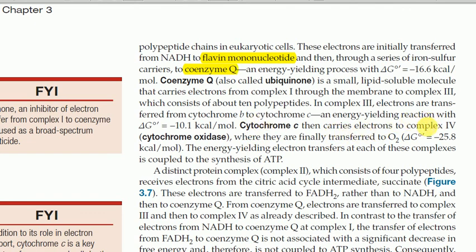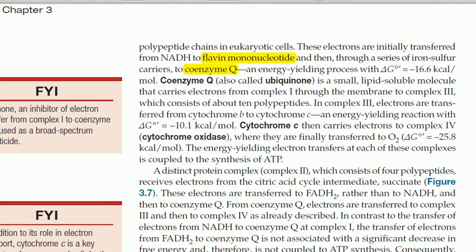Unaona? So coenzyme Q anampa complex 3. Kutoka complex 1 napita through membrane, anachukuliwa na huyu coenzyme Q kwenda kwenye complex 3. Ukitoka hapo unaenda kwenye complex 4.